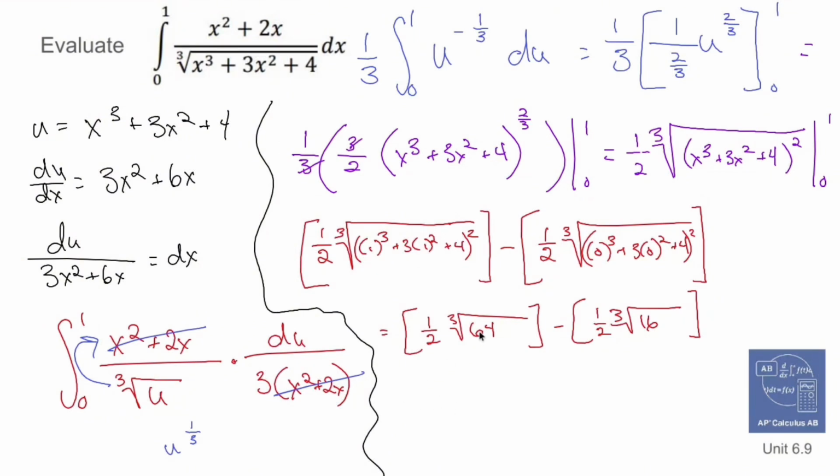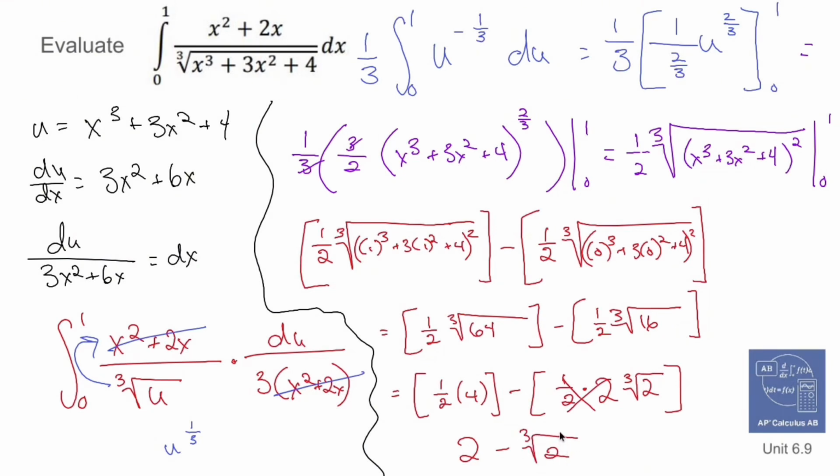So you become, the cube root of 64 is actually 4. 1/2 times 4 minus 1/2 times, I can't do anything, but I can pull out a 2, so the cube root of 2. And this becomes 2 minus, the cube root of 2 cancels out. So, not the prettiest problem on the planet. But yeah, that's how you would do it. Fun stuff.